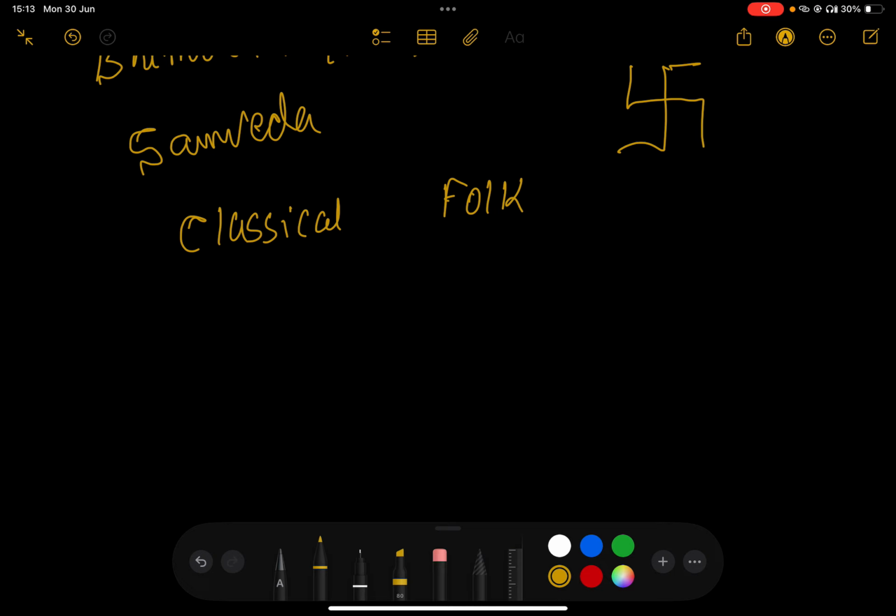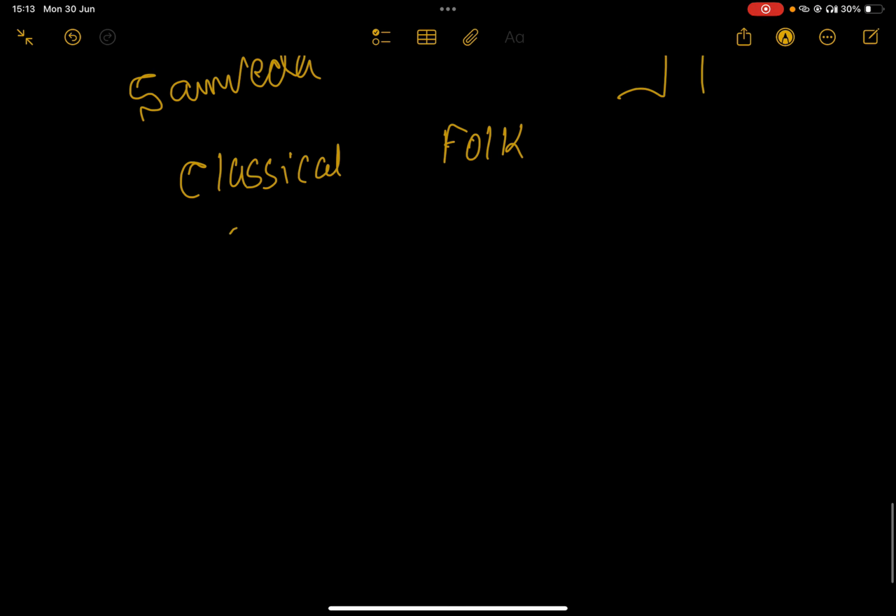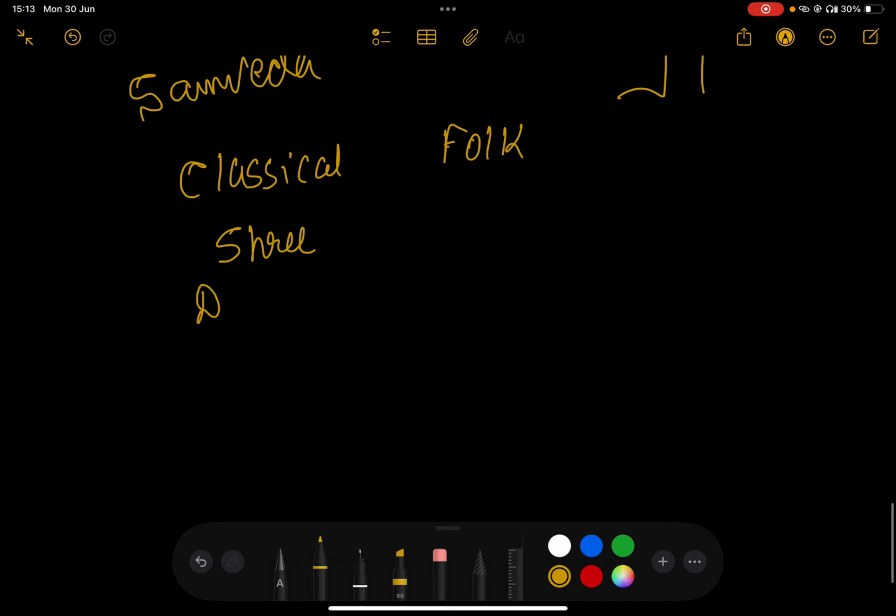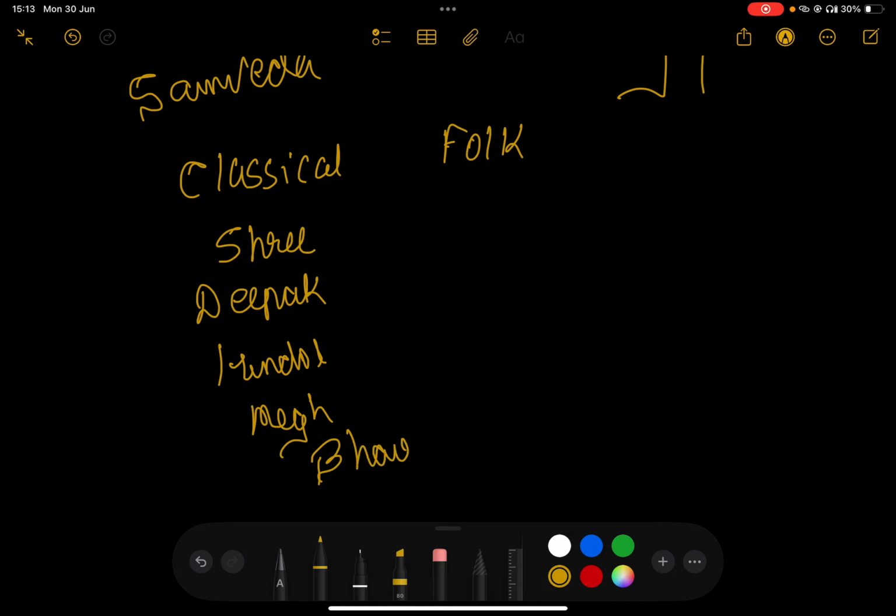Right? It is believed that there are six ragas in classical music. How many? Six. That is Shri, Deepak, Indol, Megh, that's for rainy season, Bhairavi, and Malkosh. How many? Six ragas, right?